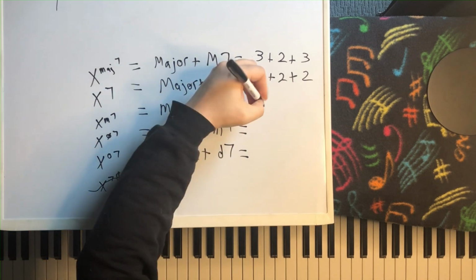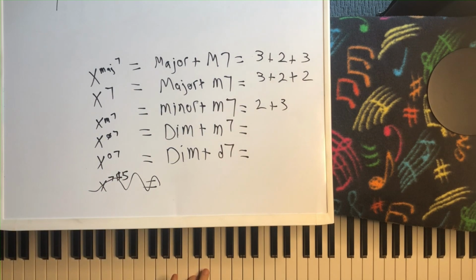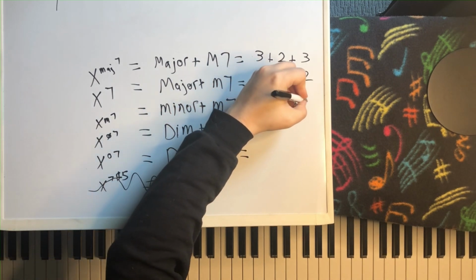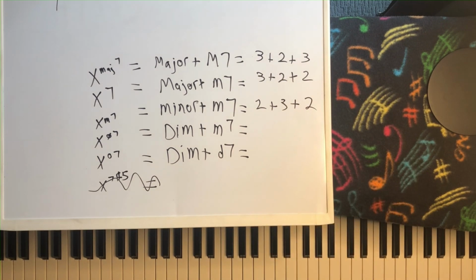So a minor chord is 2, then 3. We still end up in the same spot, so the minor 7th is going to be a 2. Oh, that's kind of interesting. It's almost like if we took the major 7 and flipped it, right? So we can start seeing some patterns here.